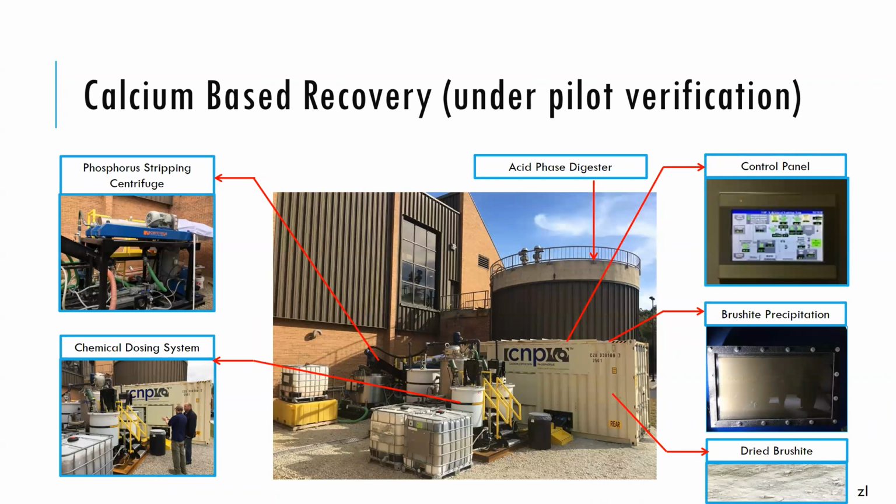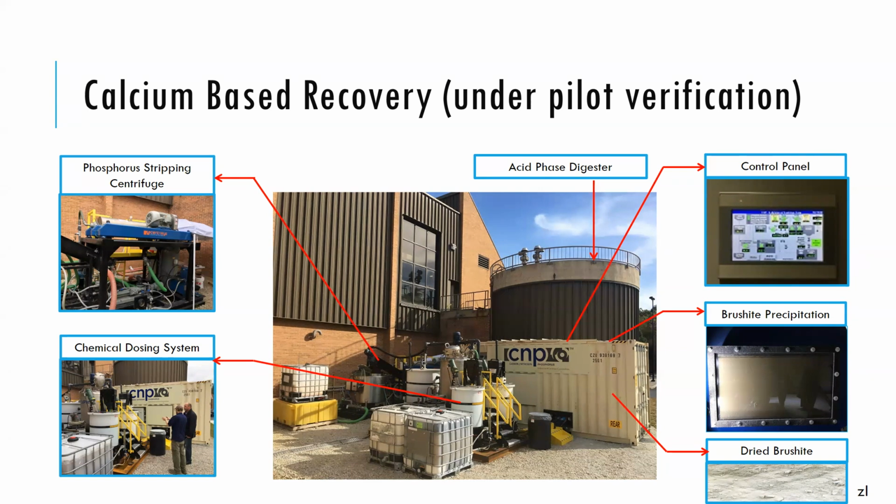Here shows the pilot plant we operated for a municipal treatment customer. This is a 10 gallon per minute process, including a full-size dewatering centrifuge and the reactor. The reactor is actually a laminar settler with modifications in the mixing process and also the sedimentation chamber. It has a fully automated control panel that can operate 24/7. And the recovered product is the dried brushite coming out of the trailer.